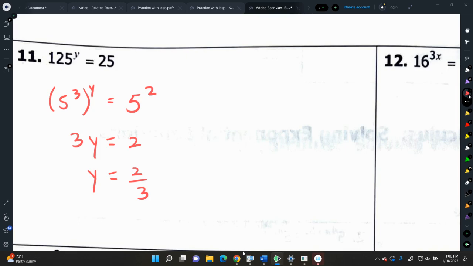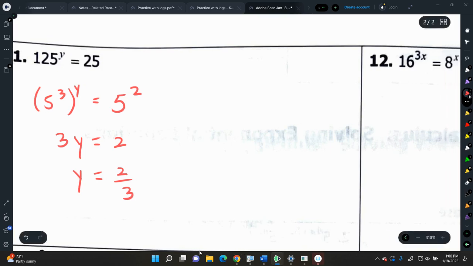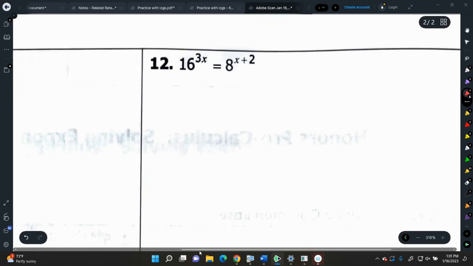Okay, I am going to let you spend the rest of the period working. No, let's do it together. Never mind, we'll do it together. And then I'll give you a homework worksheet.